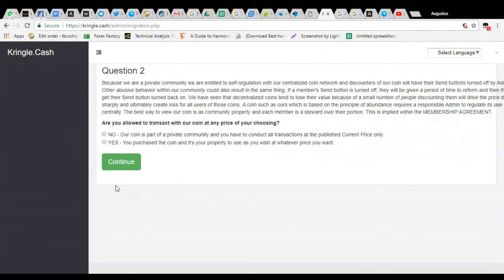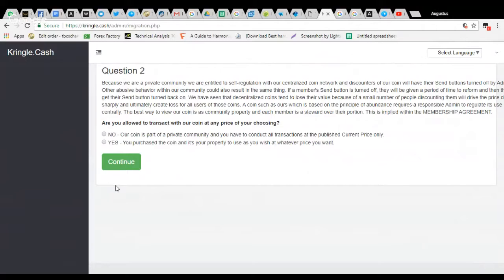So the question is, are you allowed to transact with our coin at any price of your choice? No, we are not allowed to transact at any price of our choice, because our coin has value, and every transaction has to be done according to the value of the coin.